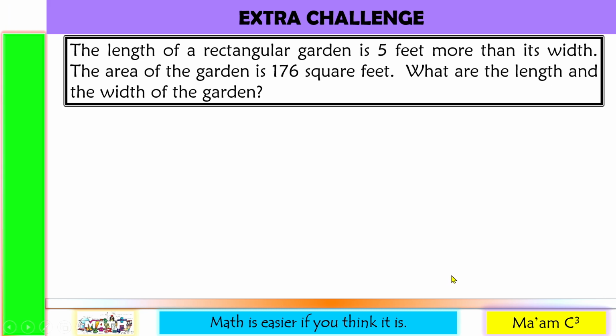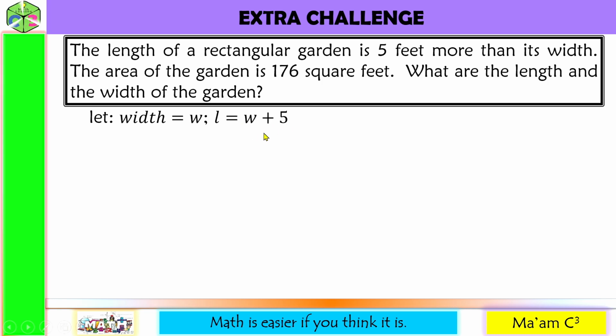Let's have another one. The length of a rectangular garden is 5 feet more than its width. The area of the garden is 176 square feet. What are the length and the width of the garden? So first, let us let width be equal to W, and length is equal to W plus 5. Why? It says here, the length of the rectangular garden is 5 feet more than the width.